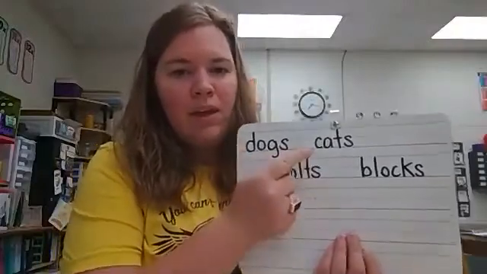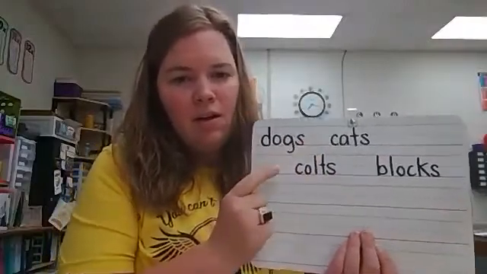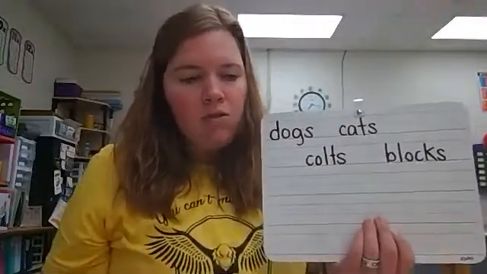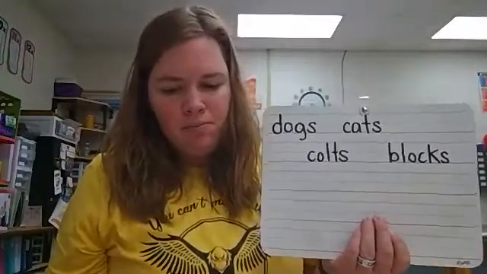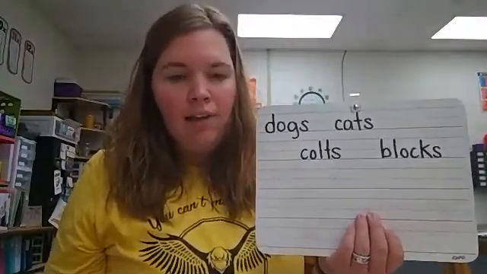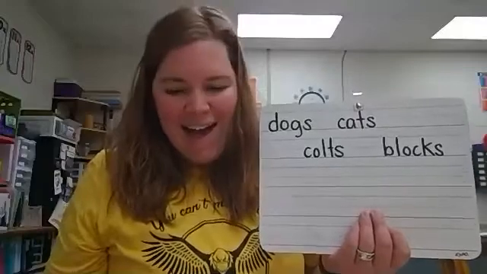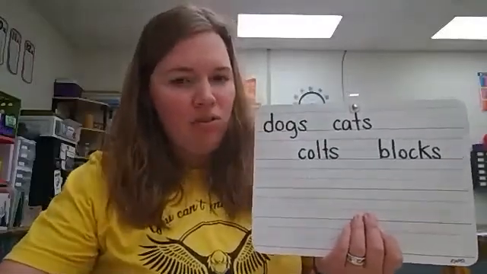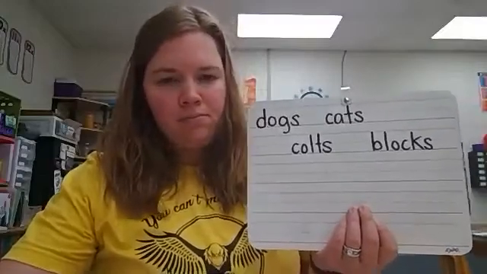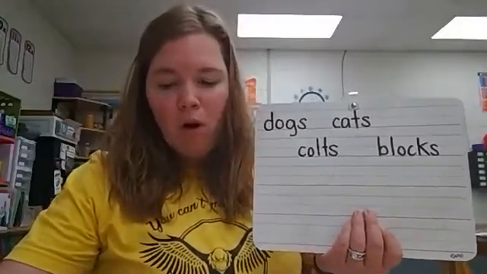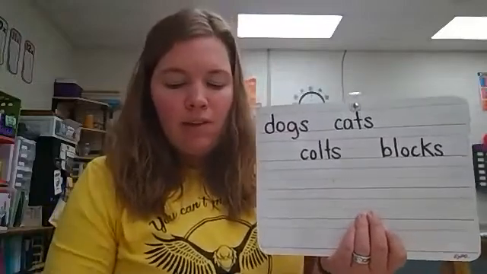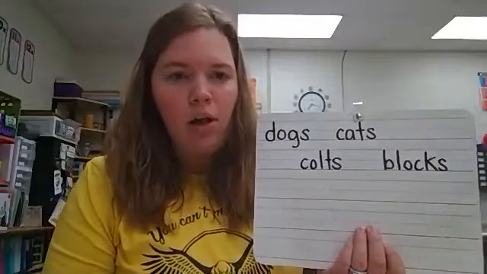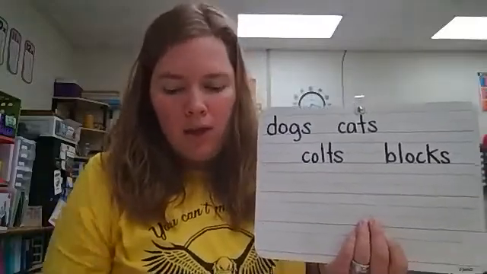Dogs, cats, colts, blocks. And what do these words have in common? They all end with the letter S. Very good. And what does the S mean when it is added to a word? It means more than one. When the letter S is added to the end of a word, it makes the word plural. And plural means more than one.